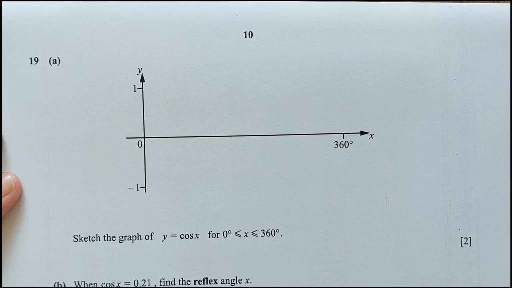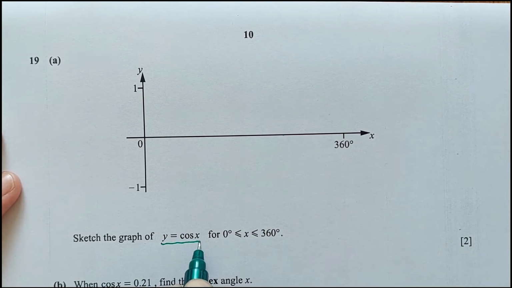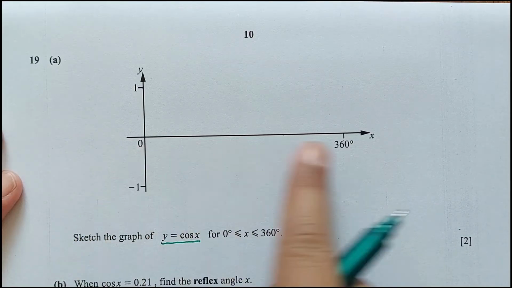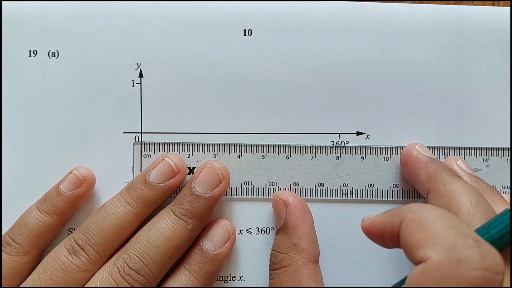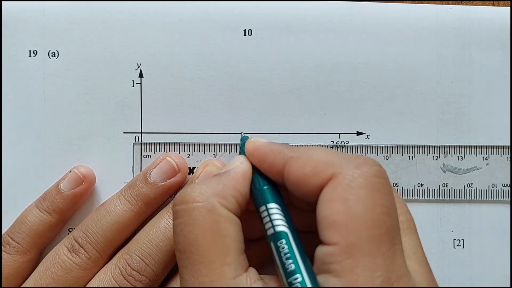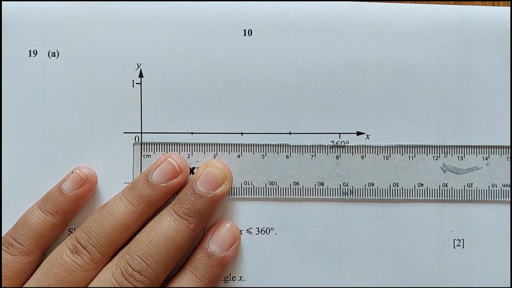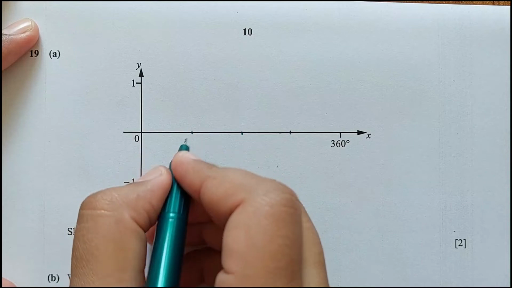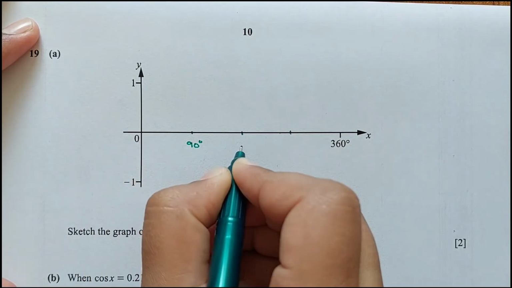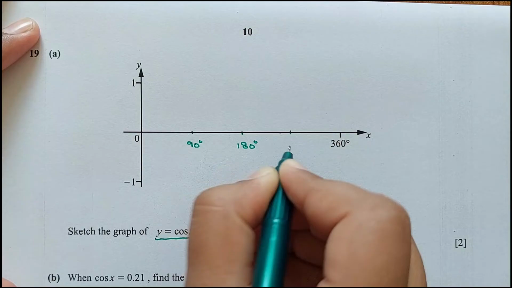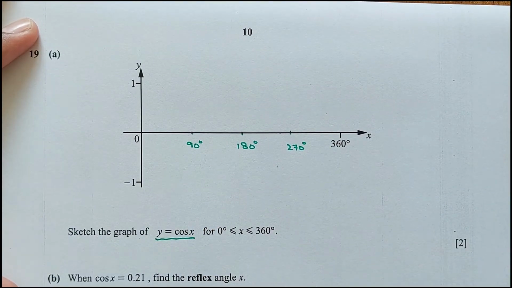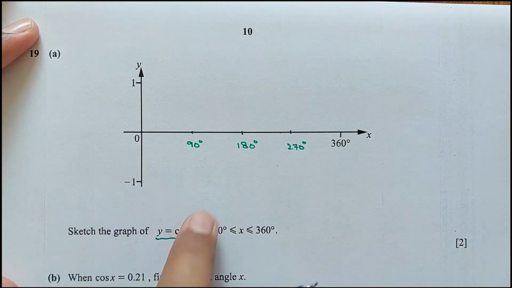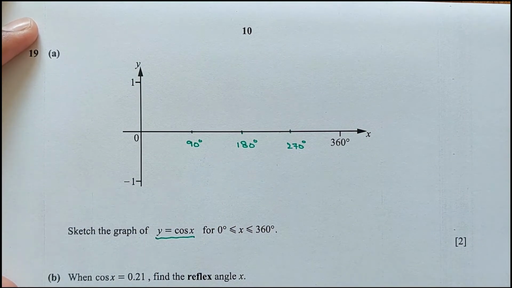Question number 19, part A. Sketch the graph of y equals cos x for x between 0 and 360 degrees. This is 0 to 360 degrees, right? We have to sketch the graph. So that is pretty easy. So let me break from 0 to 360. So 0 degrees, this is 90 degrees, this is 180 degrees, this is 270 degrees, and this is 360 degrees, right? So let me start with cos 0, cos 90, 180, 270, and 360.